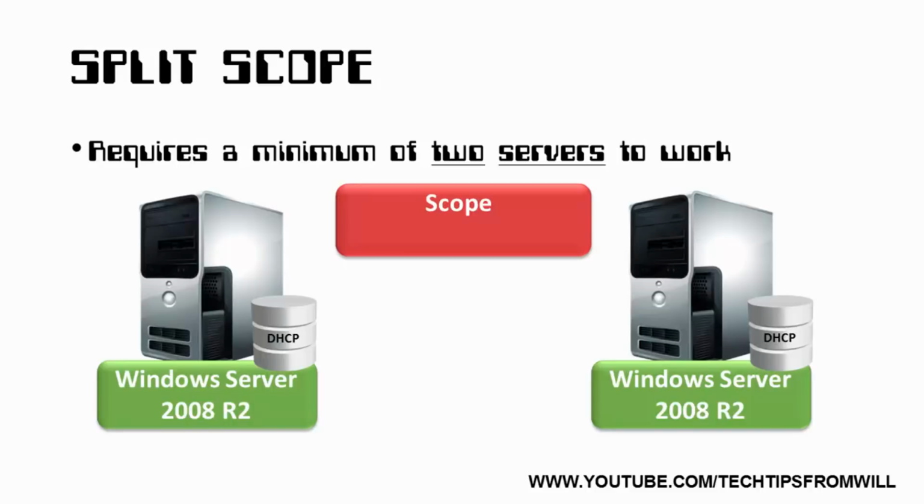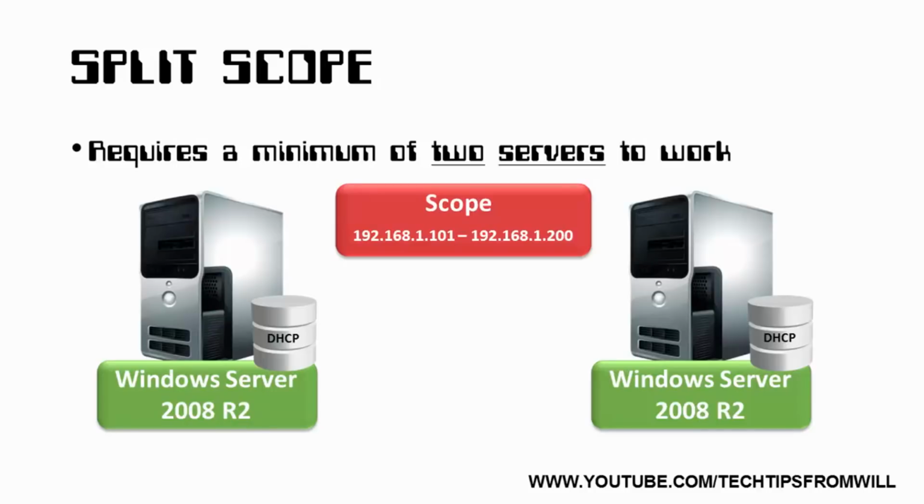A scope is simply the range of IP addresses that are handed out by the DHCP server to client computers when they join the network. For instance, if I were to create a scope of 192.168.1.101 to 192.168.1.200, this would give me a total of 100 IP addresses that can be assigned to clients.